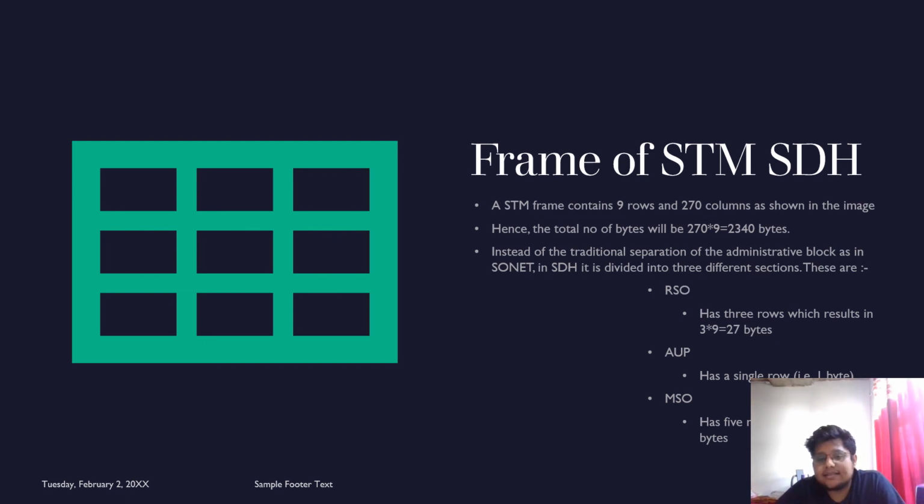Instead of the traditional separation of administrative blocks as in SONET, where there were 2 separations, here there are 3 separations: an RSOH section, an AUP section, and an MSOH section. The RSOH section has 3 rows, which results in the total space required being 27 bytes. AUP is an identifier section. It requires 0 or 1, hence it only requires a single byte. An MSOH has 5 rows, and the total space required will be 5 cross 9, that will be 45 bytes. The section frame has been solved here by STM SDH.